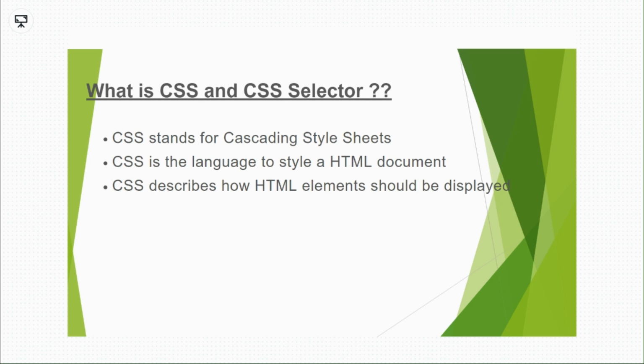So what is CSS? CSS stands for Cascading Style Sheet, and it is a language to style an HTML document. CSS describes how HTML elements should be displayed on a web page. When we open a web page and see how the elements are displayed, what their font size is, what color they have, what their position is, all these are because of CSS. To show what CSS is, I will open a website and explain CSS over there.